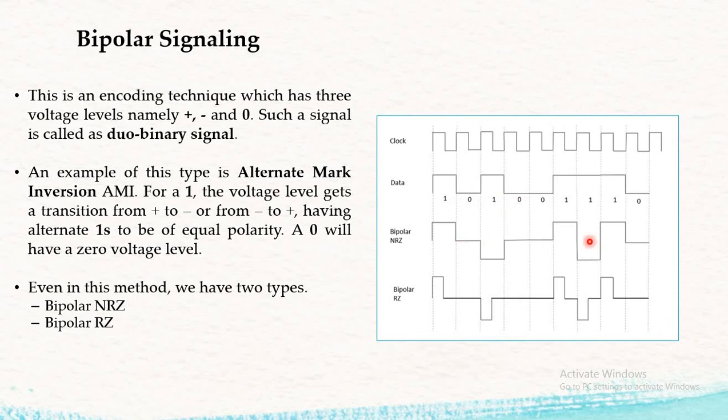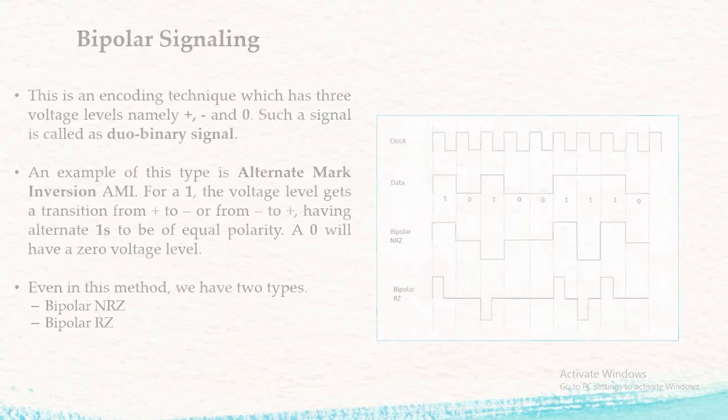So this is a representation of bipolar NRZ, and next is bipolar RZ, that is alternate mark inversion. Here for 1, half of the portion shows a transition from +1 to the negative value or to 0, and for 0 it is 0. Next one shows a transition from a negative value to 0. 0 remains as it is. So this is a representation of bipolar RZ.